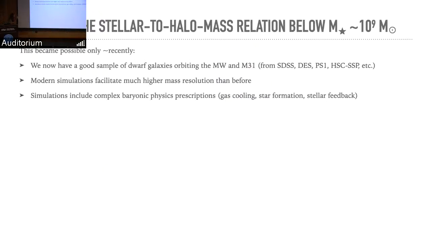Thankfully, this has been done recently, in the last 5 years or so, for dwarf galaxies around the Milky Way. This was enabled by 3 different reasons. One, we now have really nice samples of dwarf galaxies orbiting the Milky Way, thanks to the work of many, many people and surveys: the Dark Energy Survey, Sloan, of course HSC, Pan-STARRS, and more and more. So we have a really nice sample of all of the dwarf galaxies that orbit the Milky Way. Also, simulations can reach higher resolution, as Thales showed us. And also, we think we understand the baryonic physics better.